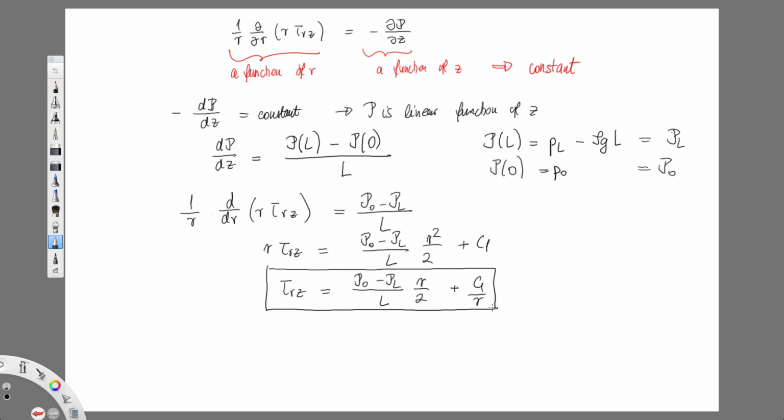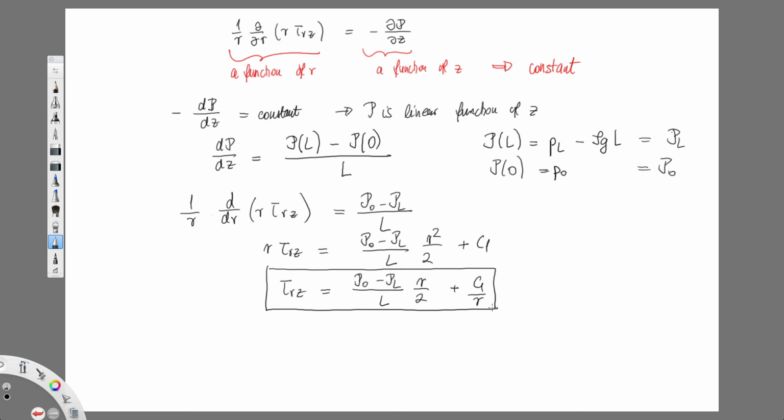I need boundary conditions to actually solve this, or something that can help me get away. So I need to determine C1. Now this is a tube, and my R goes from 0 to capital R. As stated, is tau RZ defined at the center of the tube?